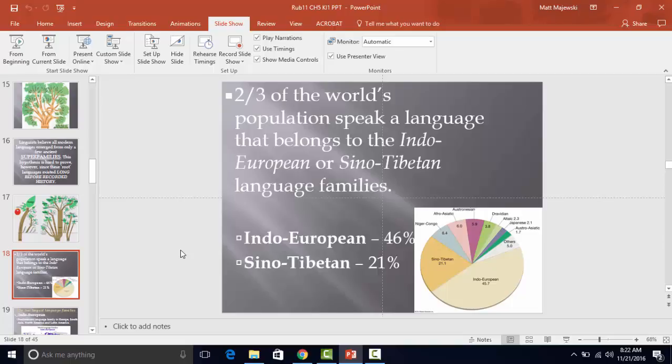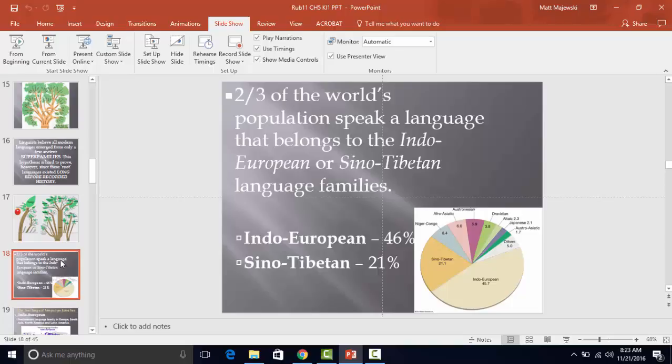46%. Sino-Tibetan. Sino usually means China, so kind of the Chinese and Tibetan families. Tibet is a region of China, by the way. About 21% of the world's population speaks it. So right there, we got about 67% of the world's population speaking one of those two languages, which is pretty fascinating when you stop to think about it.